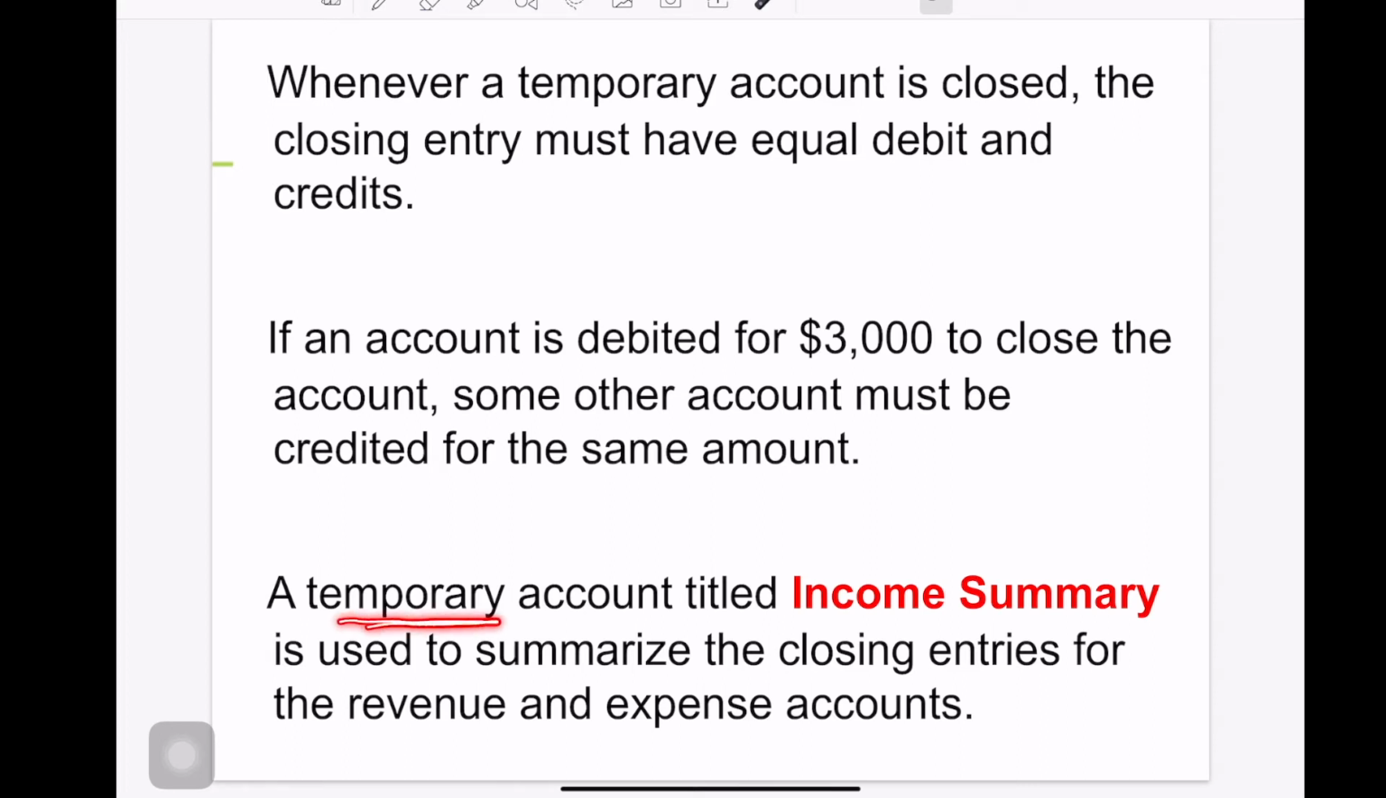Another temporary account titled Income Summary is used to summarize the closing entries for the revenue and expense accounts. Again, we're going to use a new account called Income Summary, and you've seen it on your worksheet. It's popped up, but we're going to use this for a short period of time at the end of the fiscal period to close out our revenue and our expense accounts.